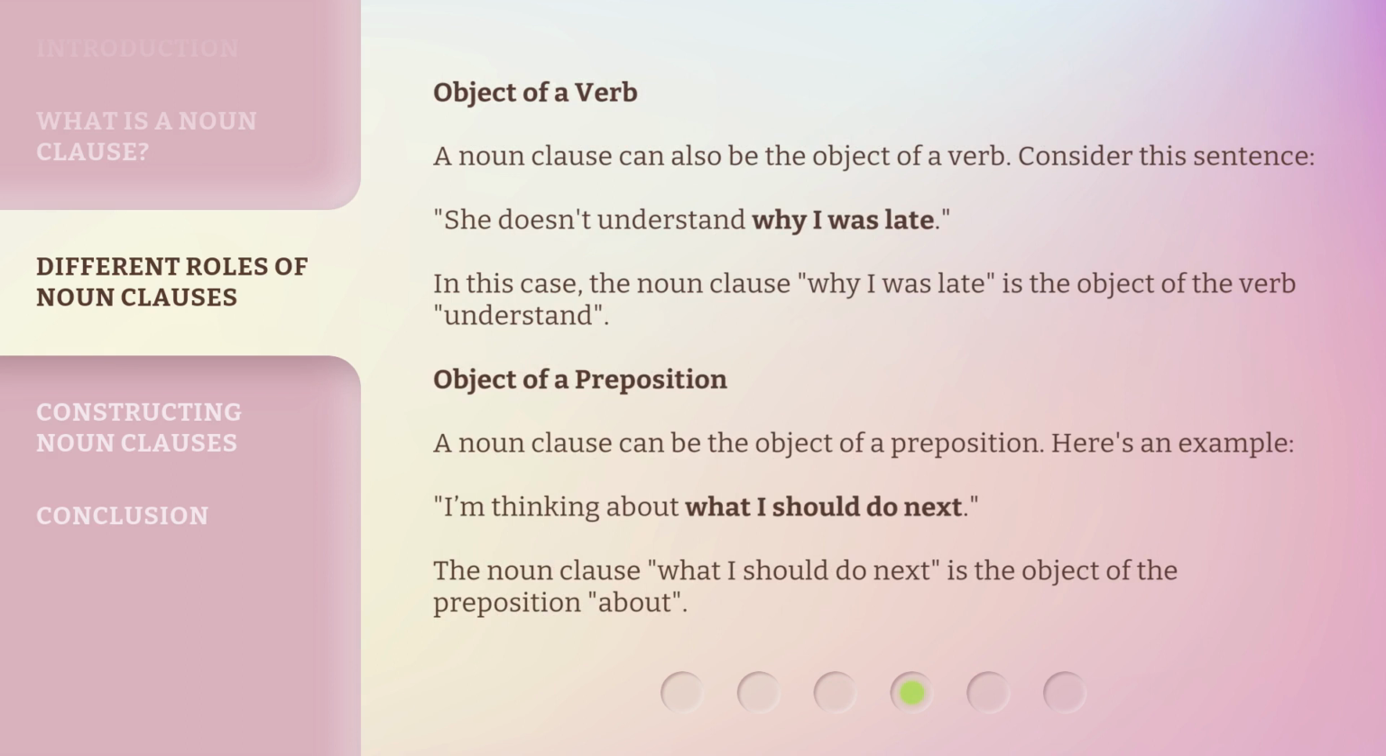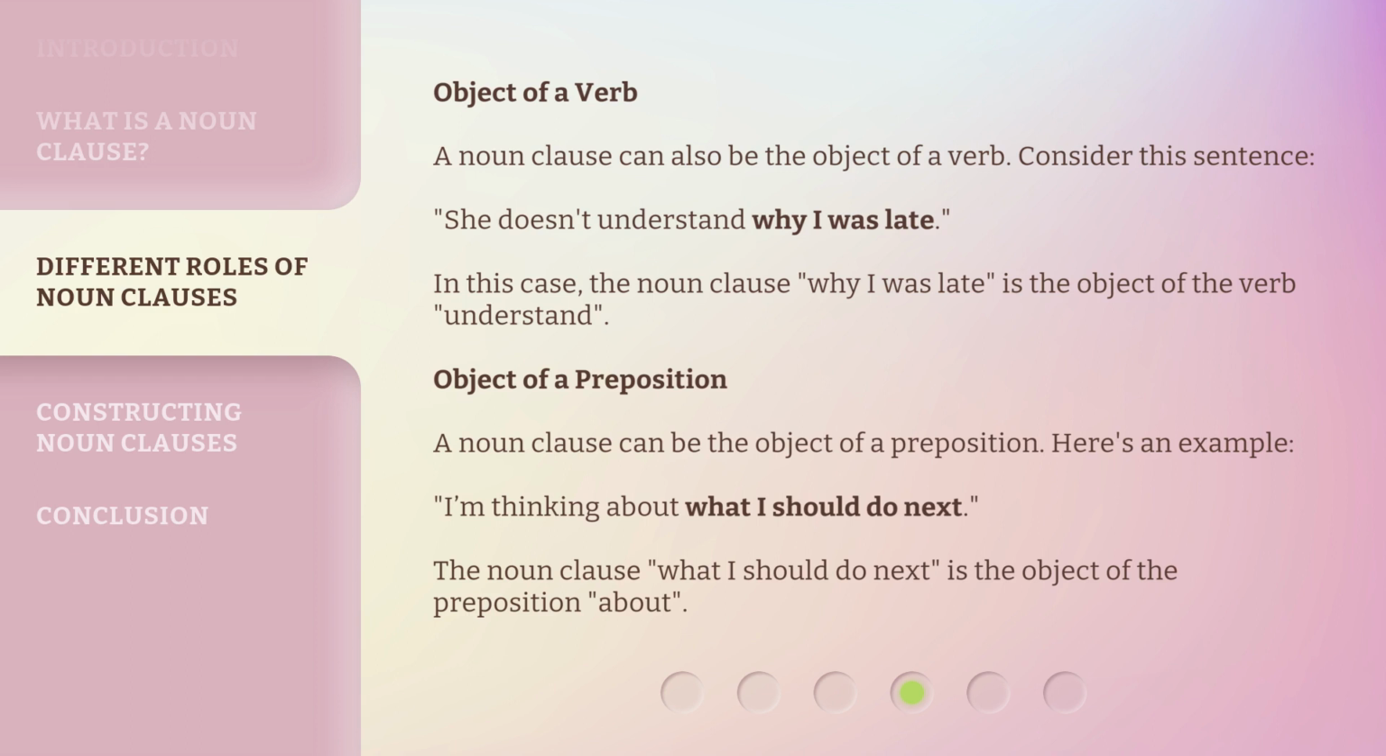Object of a verb. A noun clause can also be the object of a verb. Consider this sentence. She doesn't understand why I was late. In this case, the noun clause, why I was late, is the object of the verb, understand.